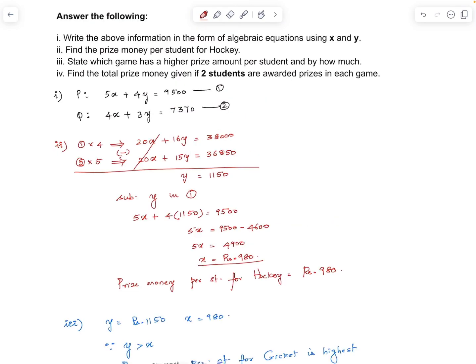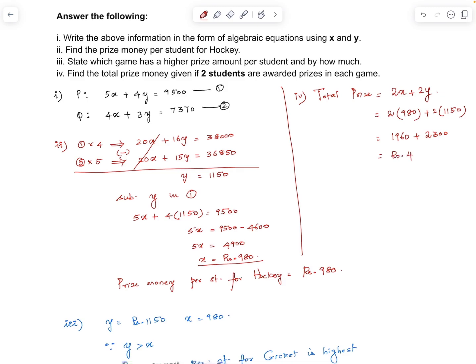Question number 4. Find the total prize money given if two students are awarded prizes in each game. The total prize if two students are awarded is 2x plus 2y. That is 2 times x, which is 980, plus 2 times 1150, which is 1960 plus 2300, which gives us 4260. So this is the total amount if two students were awarded prize in each game.